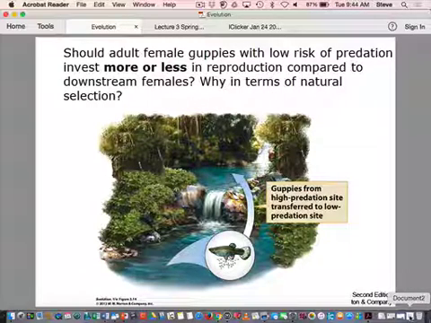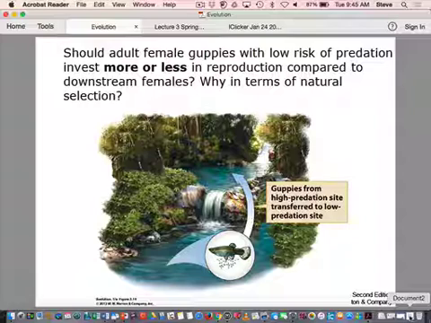I haven't discussed life history, evolution, and a lot of things, but here's the basic idea, and this is what happened. When they did this transplant study, what they found is they started to produce fewer, larger offspring, and the amount of energy they allocated to reproduction in those upstream sites was a lot less. So does somebody want to tell me, the people who said less, what was the reason?